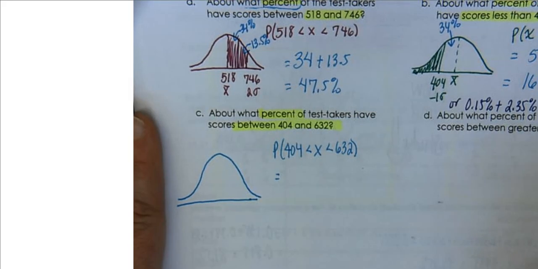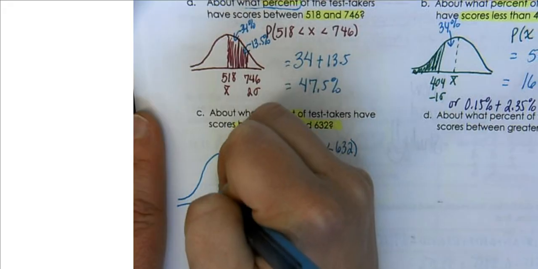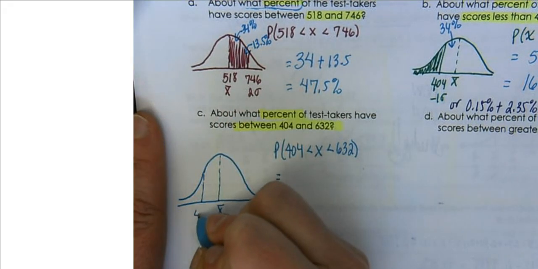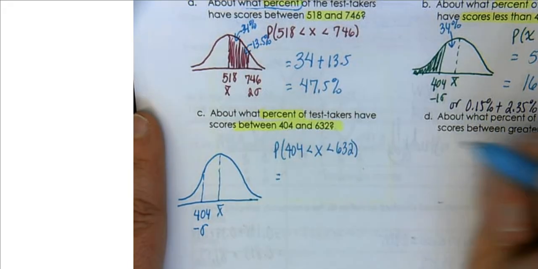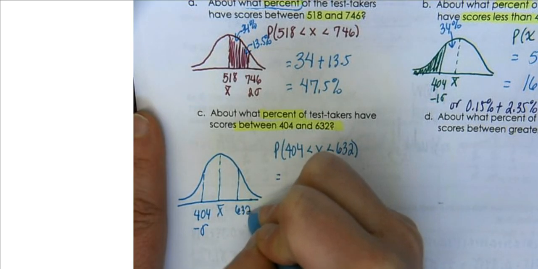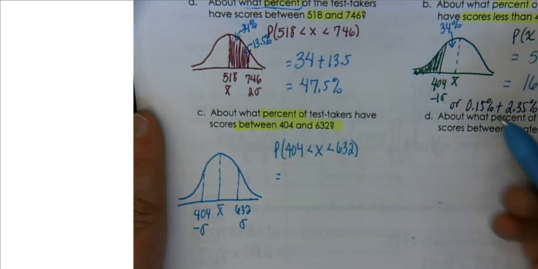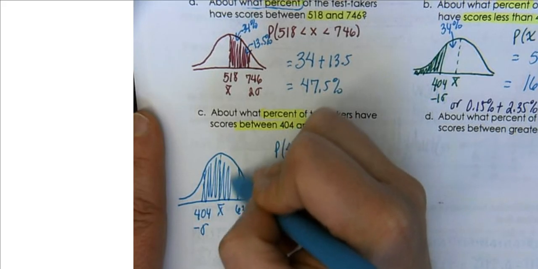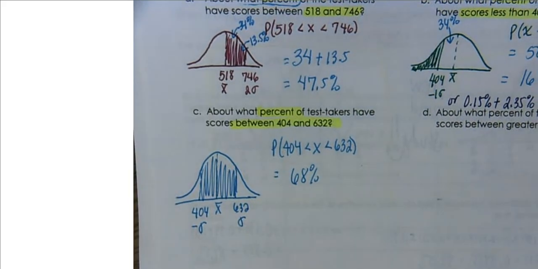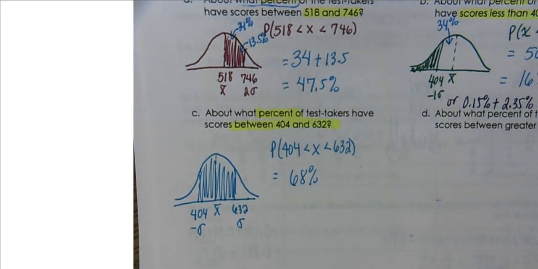Okay, well, here's where X bar is. So we always draw that in. And here is one standard deviation below the mean, which is a score of 404. And then a score of 632 is one standard deviation above the mean. And we want this area right here. And we already know that that is 68%, because anytime that you're plus or minus one standard deviation above and below the mean, that is 68%.